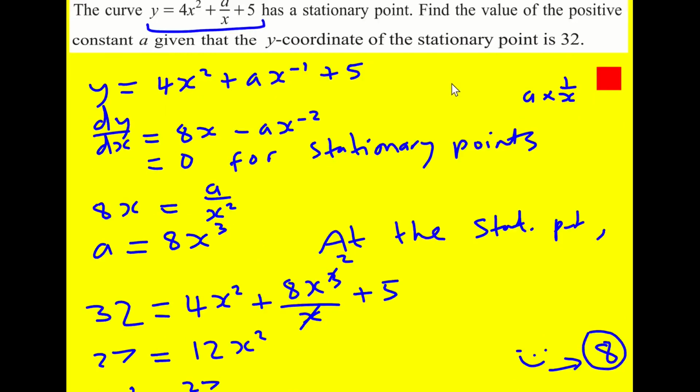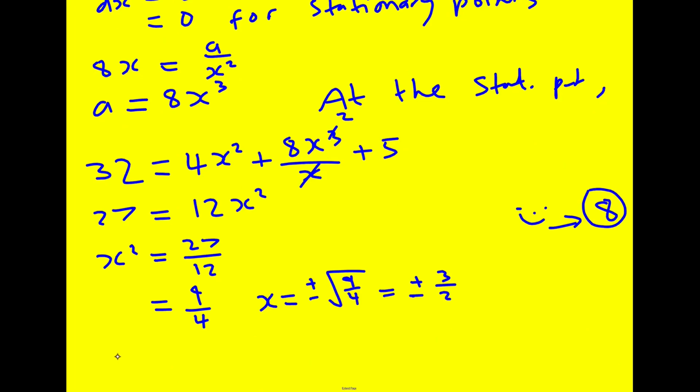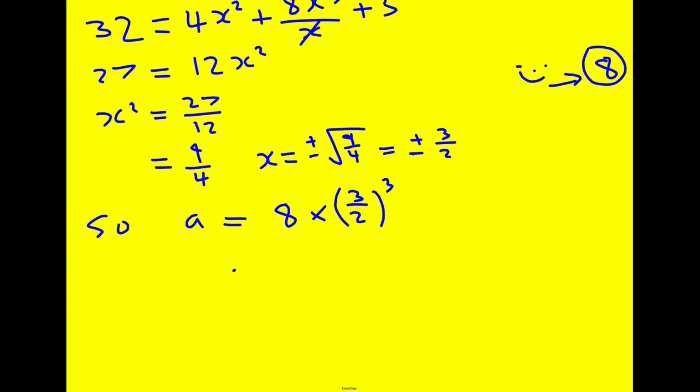Brilliant. Now I can work out a. So a, now actually I only want the positive value of a, so a is going to equal 8 times 3 over 2 cubed, ignore the negative one, and that's going to be 8 times 27 over 8, and we are done. A is equal to 27.